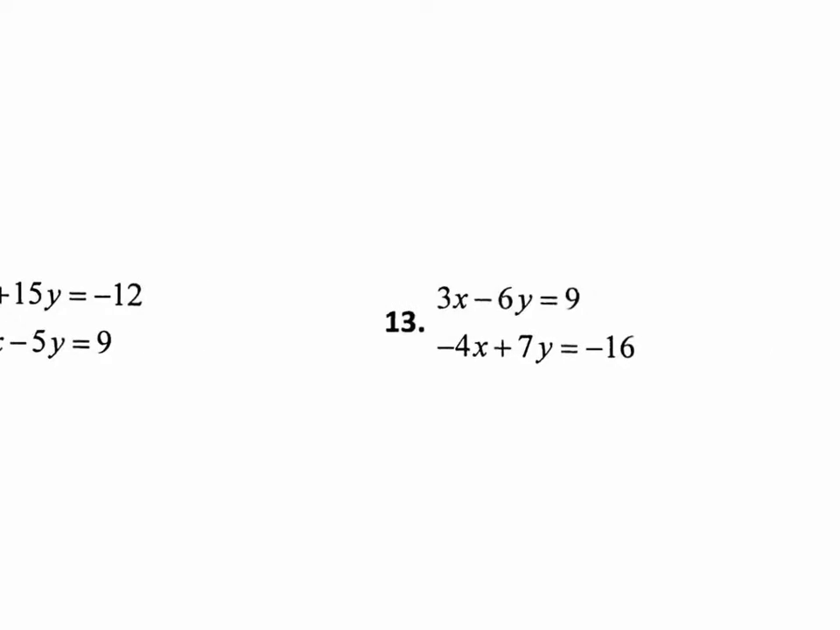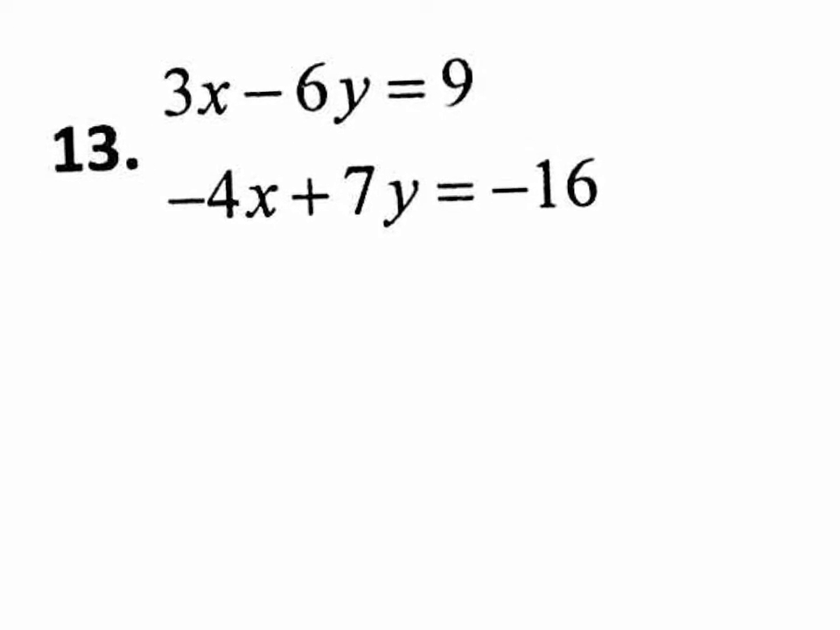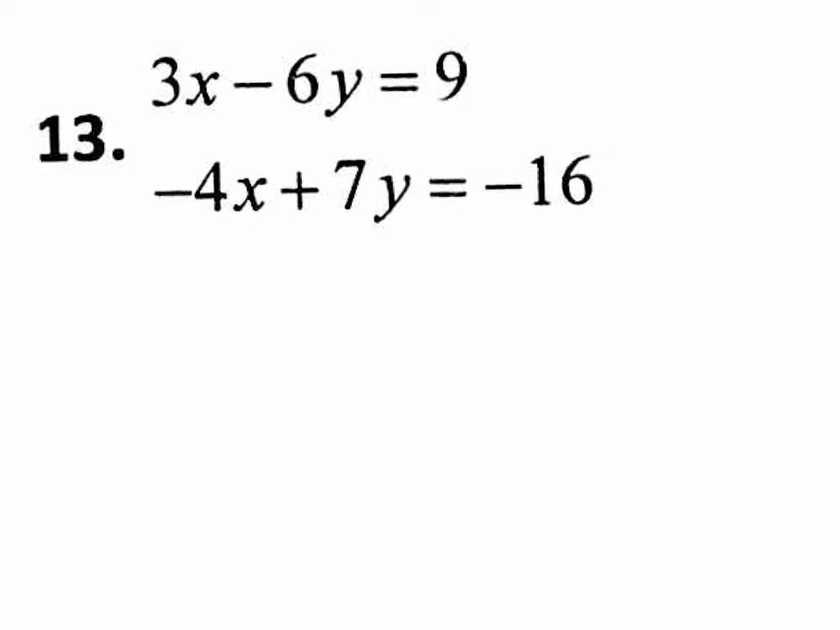How about 13? 13, let's get something to cancel. Do you want x's or y's to cancel? Okay, y's. Just to let you know, when I decide to cancel out y's, this is going to have to become a negative 42. This is going to have to become a positive 42, right?